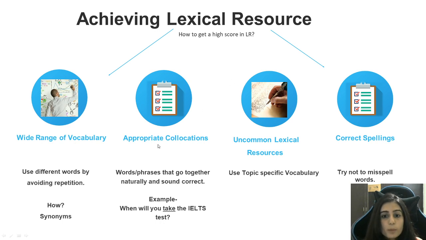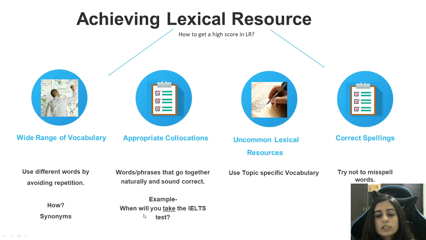What about appropriate collocations? The second thing to increase your lexical resource is to use appropriate collocations. Now, how can we use appropriate collocations? To do that, you have to use words and phrases that go together naturally and sound correct to the native listener. Now, there are certain words that do not go together naturally. If you use those two words together, they sound incorrect. So you do not have to use those words.